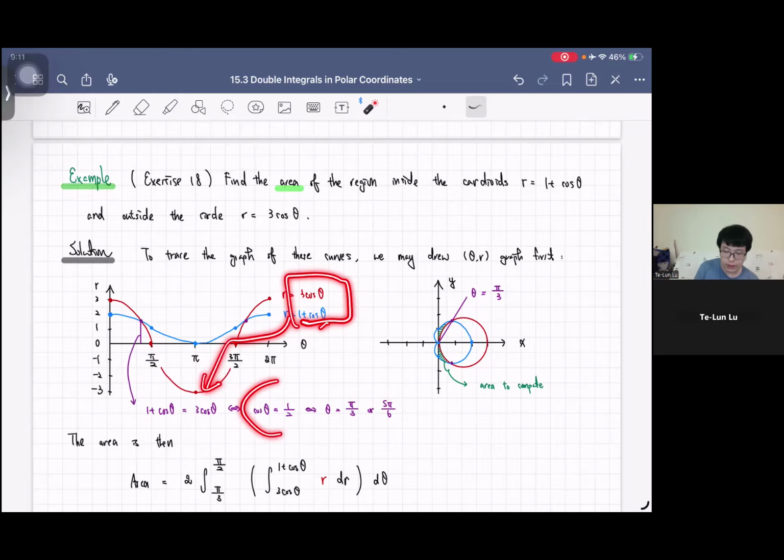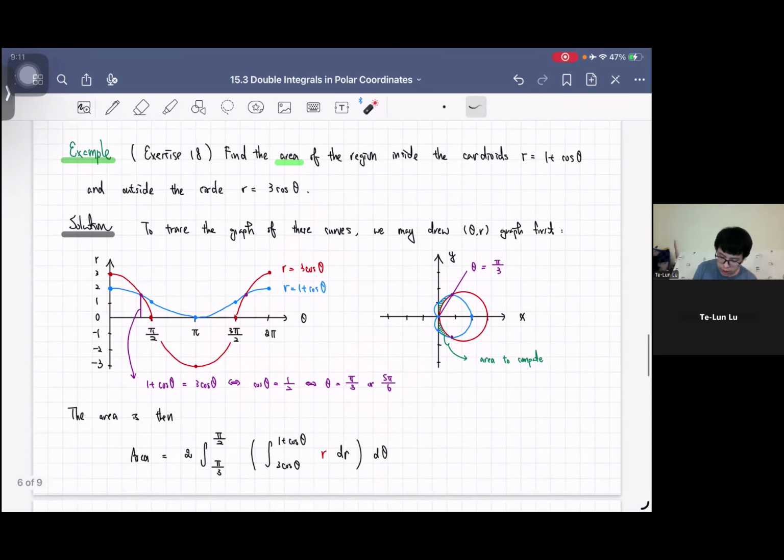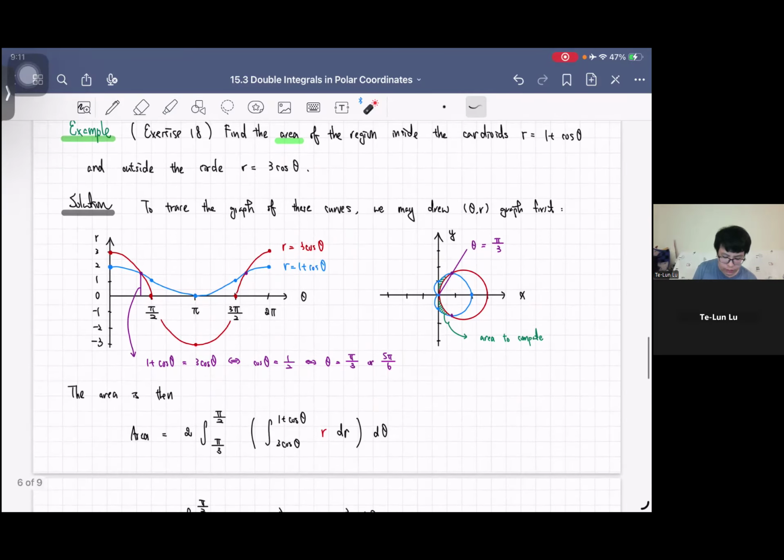So that is cosine theta to be half, which in this case is theta equal to pi over 3, 60 degrees, or 5 pi over 6. So that's 2 points, and it can be shown here, here, and here, right? Okay, so now we can do the solving.